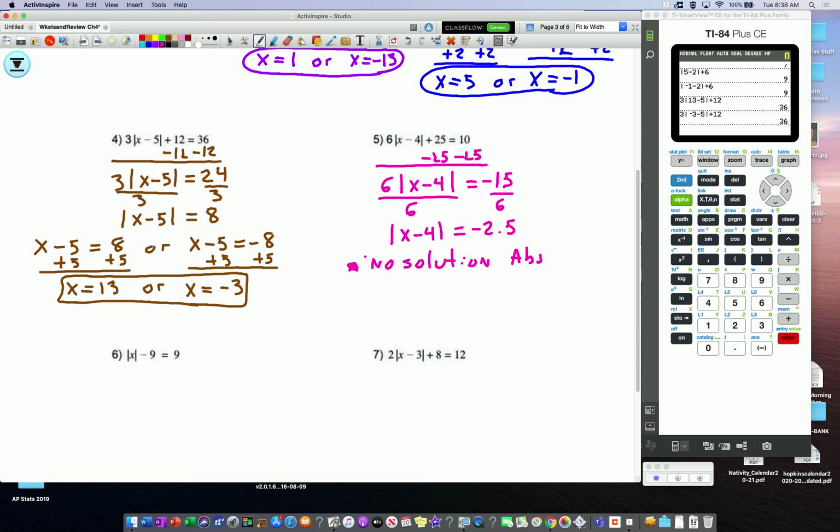Absolute value cannot equal a negative number.